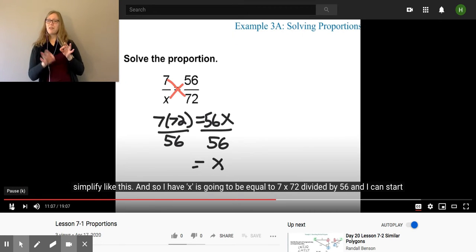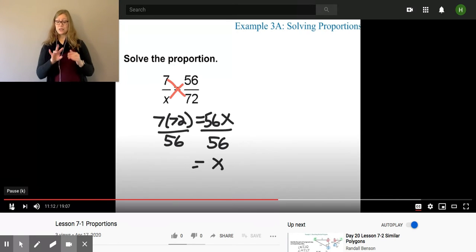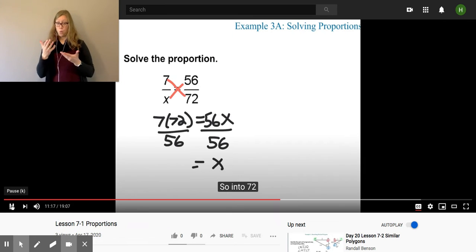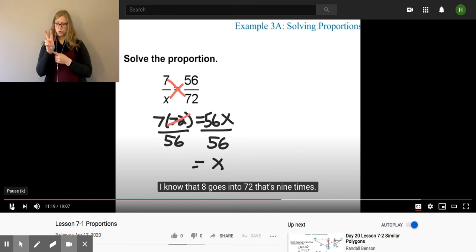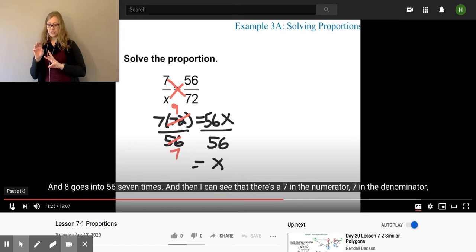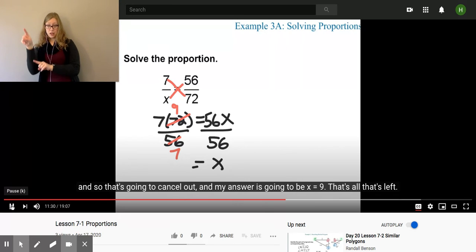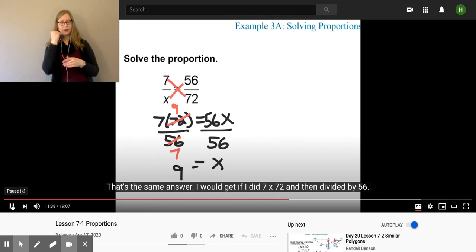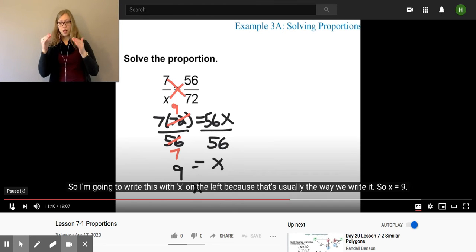And so I have x is going to be equal to 7 times 72 divided by 56, and I can start reducing this fraction a little bit. I can look for common factors. Into 72, I know that 8 goes into 72 nine times, and 8 goes into 56 seven times. And then I can see that there's a 7 in the numerator and a 7 in the denominator, so that's going to cancel out, and my answer is going to be x equals 9. That's all that's left. That's the same answer I would get if I did 7 times 72 and then divided by 56. So I'm going to write this with x on the left because that's usually the way you write it. So x equals 9.